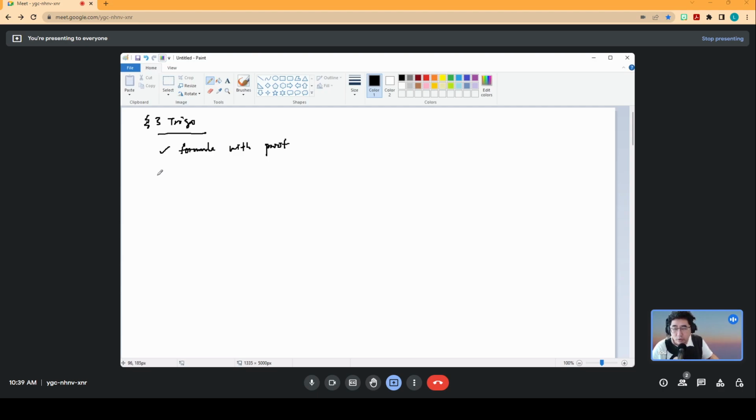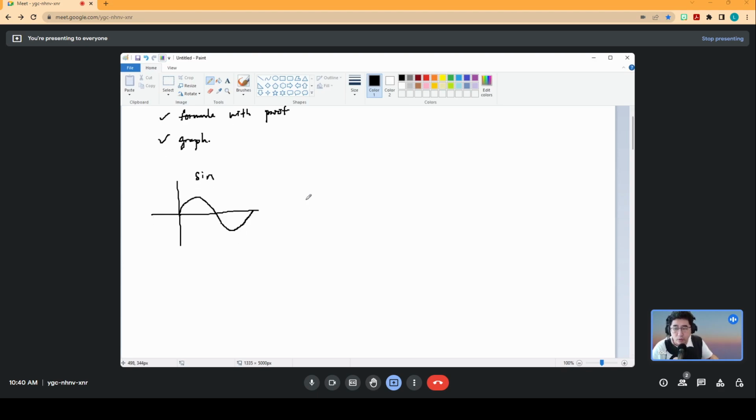So now let's try to go back to the graph. For the sine graph, we know that the shape looks like this. Right now, from here we would like to know about the cosecant. Over here we have the cosecant graph. Cosecant is defined as 1 over sine.